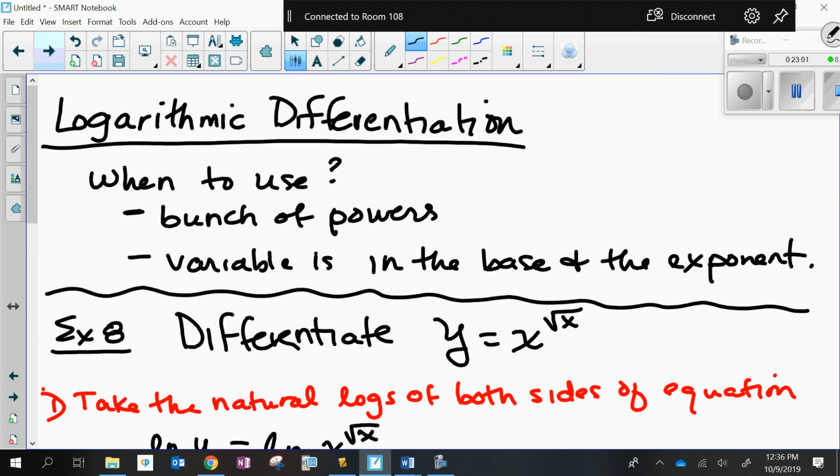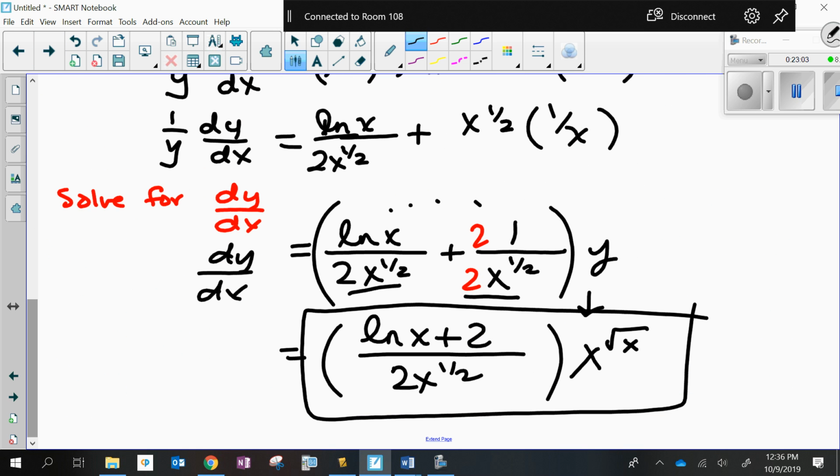Any questions about logarithmic differentiation? I had a question. Yes. So I get we're using really simple logs, but the equation didn't have a log in it.